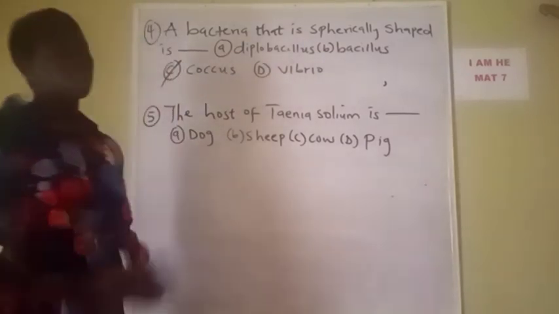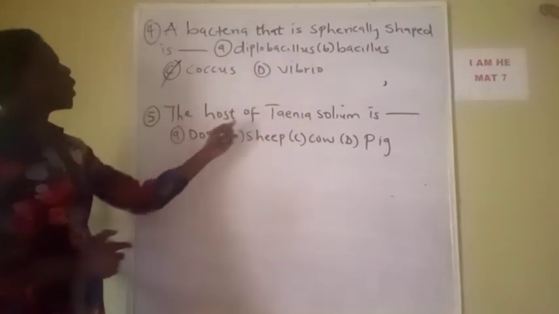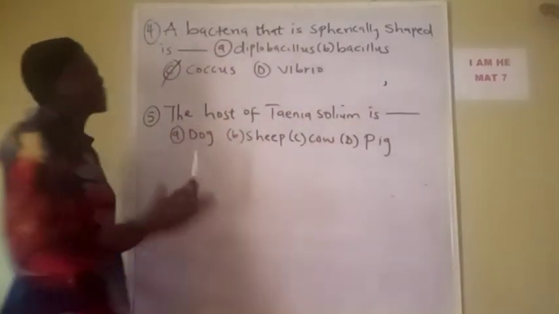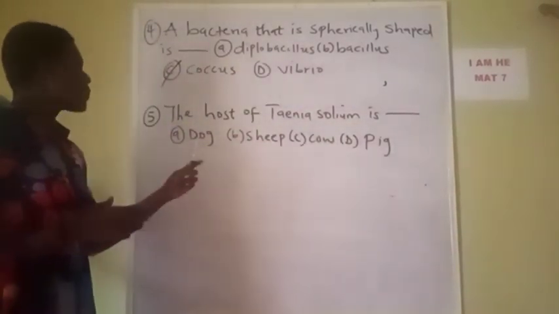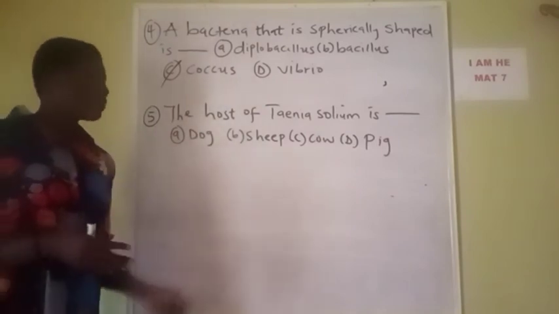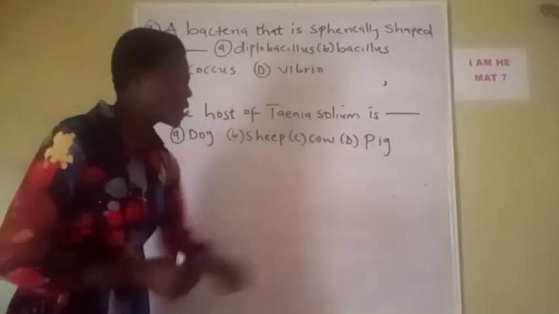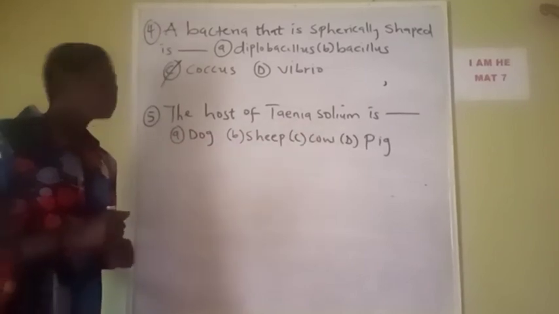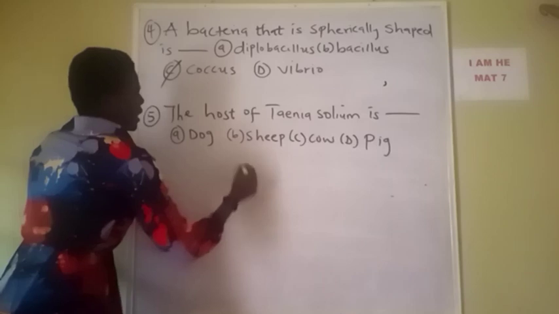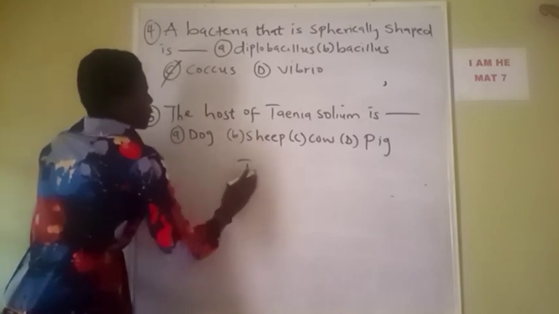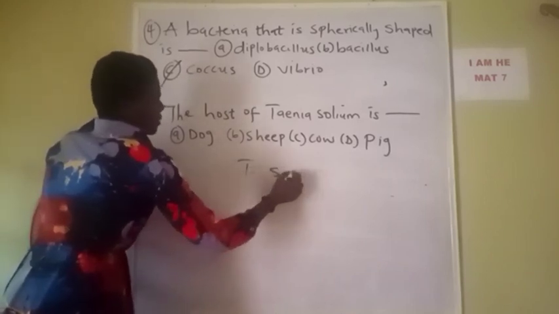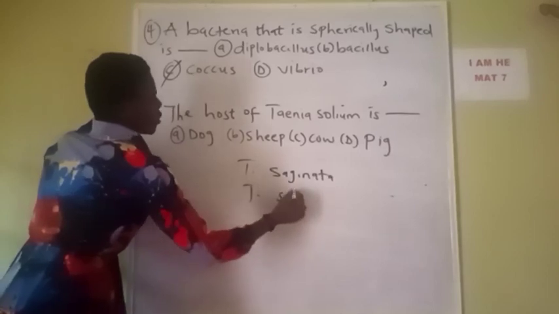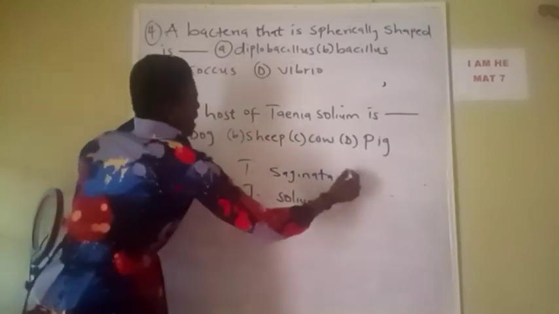Okay, so let's go to the next question. It says the host of Taenia solium is dash. A. The dog. B. The sheep. C. Cow. D. Pig. Take note, we have different species of this worm. Let me use the short form. We have the Taenia saginata, we have the Taenia solium. Each of them has their host.